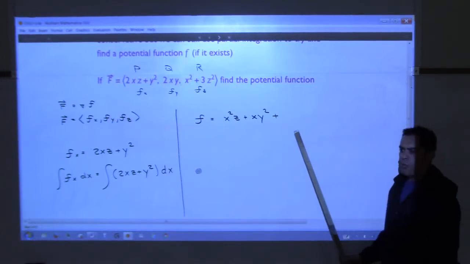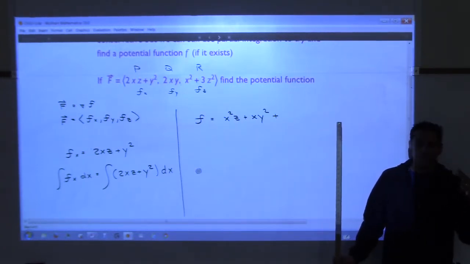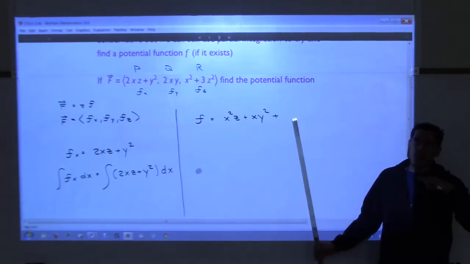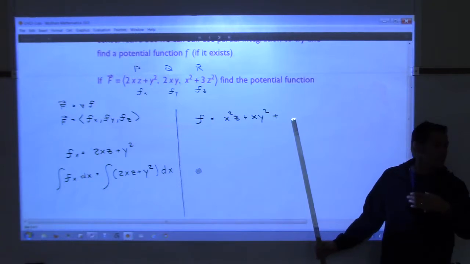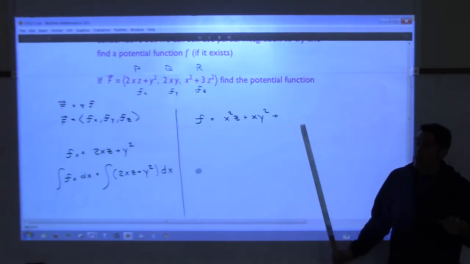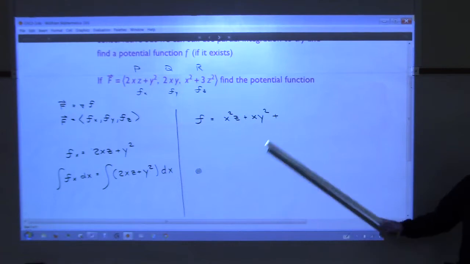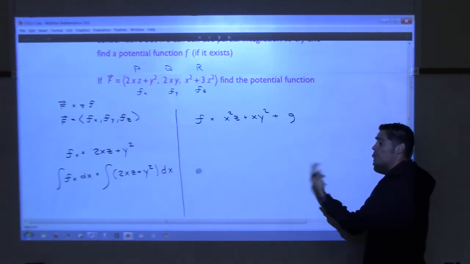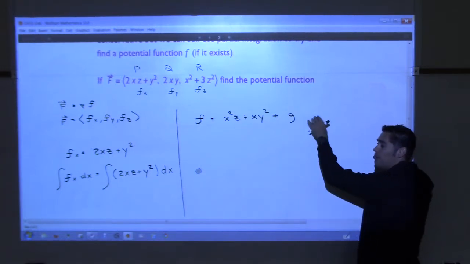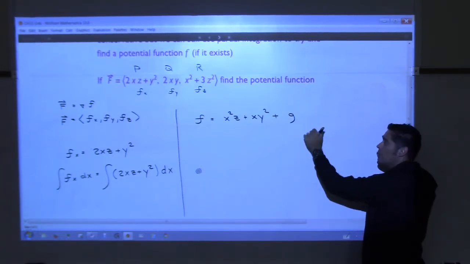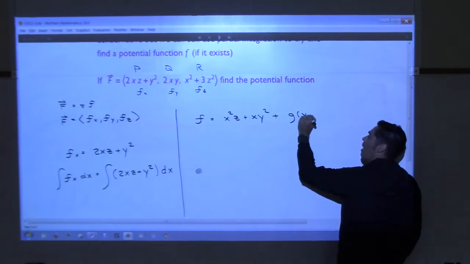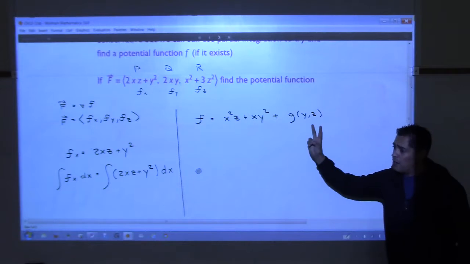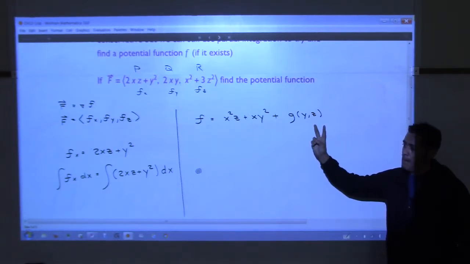Before, when we only had a two-dimensional vector field, we were only playing with two variables, x and y. So when we did this constant of integration, we said, hey, it could be more than a constant. It could actually have y's in it also. But now that we have x's, y's and z's, this function g could have y's or z's, and the derivative of that would still be 0 with respect to x. So I'm going to put g of y comma z. It is an actual function of two variables, right?